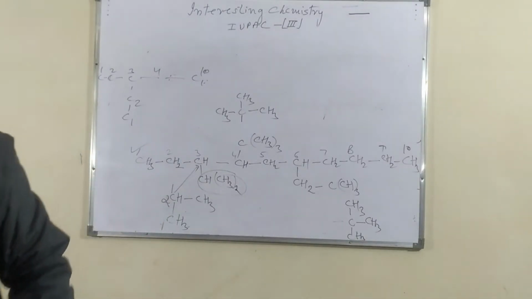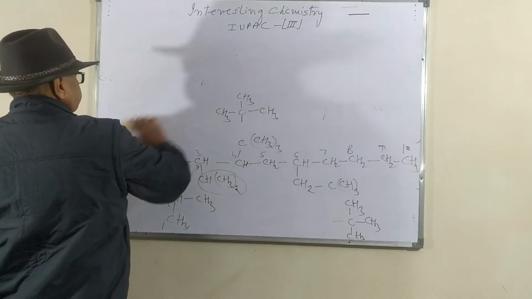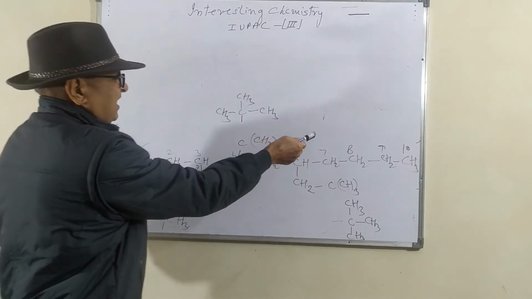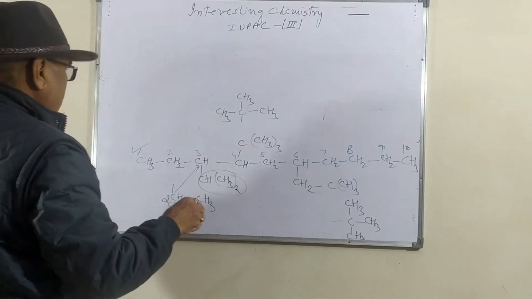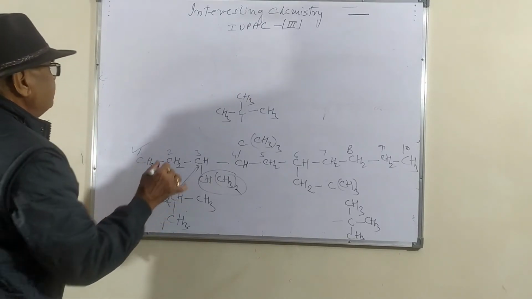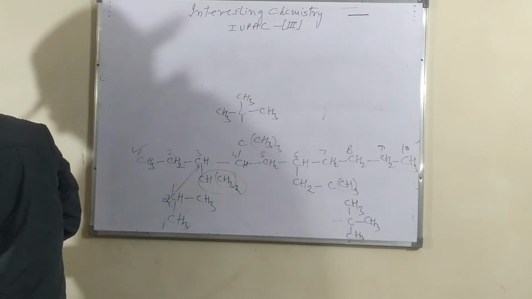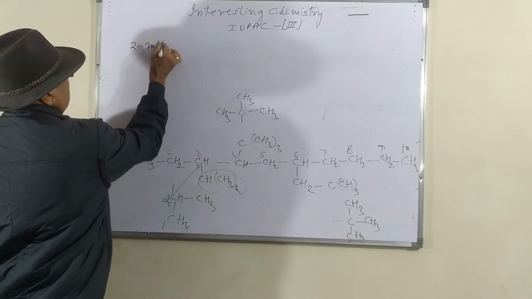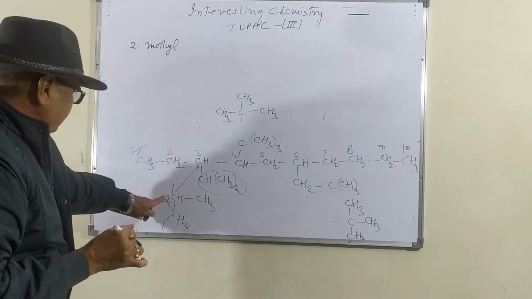What will be the name of this compound? The name of this compound will be, right here, decane is the parent compound, decane. So how will you write here? Again, the number 2 carbon has methyl. Here you will write in this form 2-methyl. Again you will write 2-methyl.